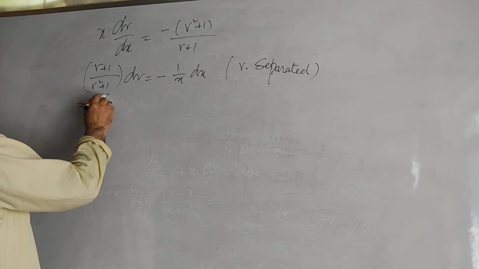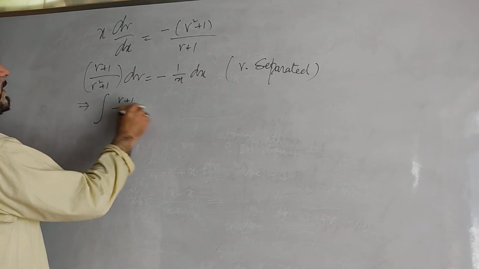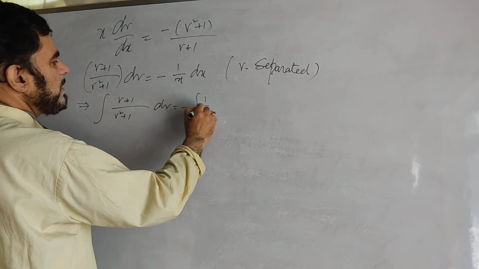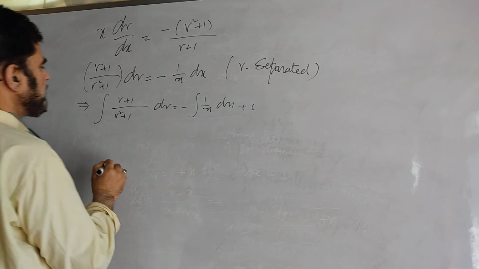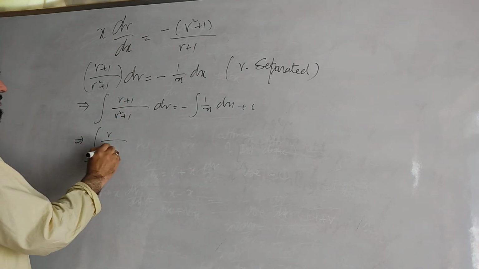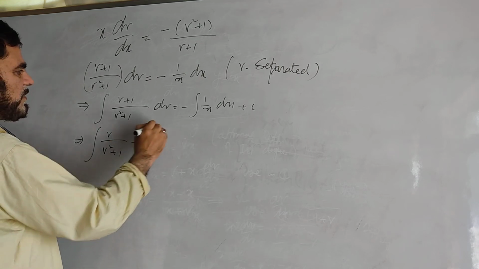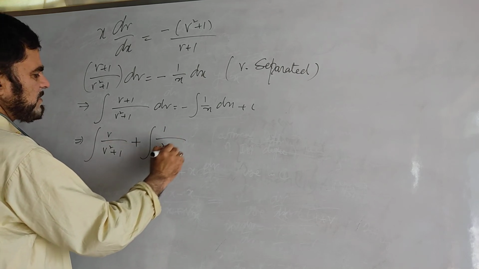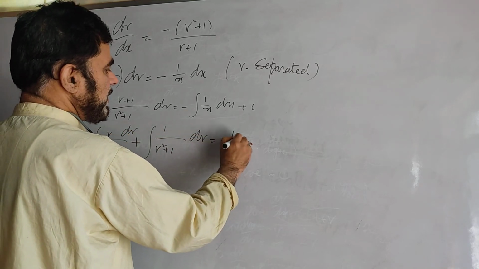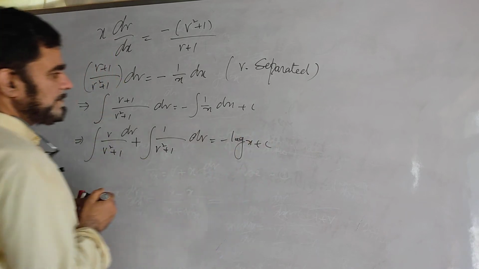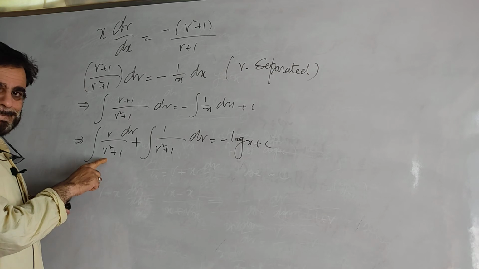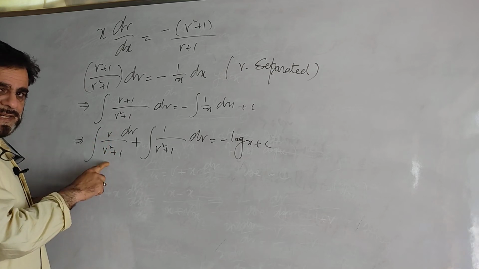This is variables are separated, so integral of v plus 1 by v square plus 1 dv is equal to minus integral of 1 by x dx, add constant of integration. We can separate here this way, integral of v by v square plus 1 dv plus integral of 1 by v square plus 1 dv is minus log x plus c. Okay, now you see I have separated this. This is v first degree, it is second degree.